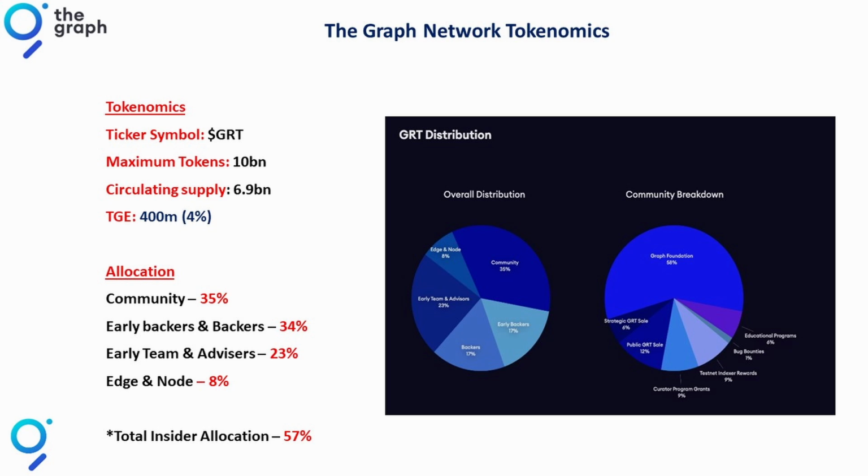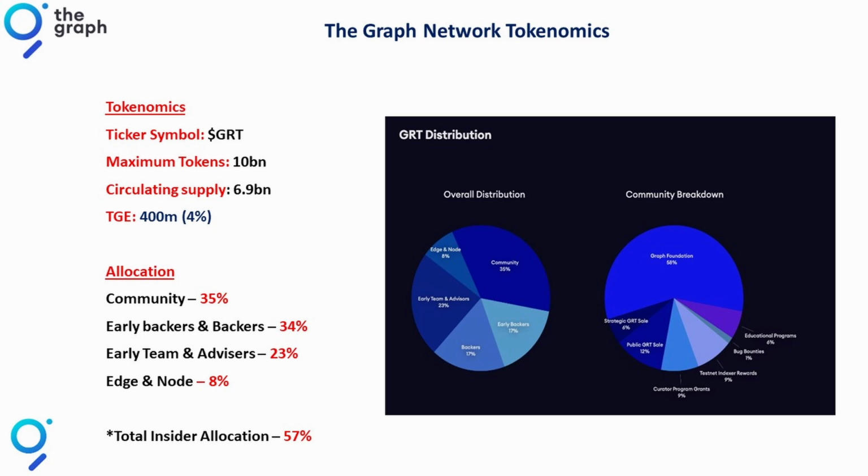Out of that 35%, the Graph Foundation controls a massive chunk of that, so be aware of that. Early backers and backers, don't understand the distinction there, is 34%. Early team members and advisors is 23%. Edge and Node, 8%. I think that's about securing the blockchain and so forth, the rewards for node providers. So that gives us a total insider allocation of 57%, which is way above our 30% threshold.